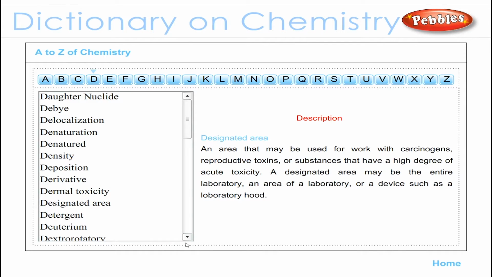Designated area, an area that may be used for work with carcinogens, reproductive toxins, or substances that have a high degree of acute toxicity. A designated area may be the entire laboratory, an area of a laboratory, or a device such as a laboratory hood.